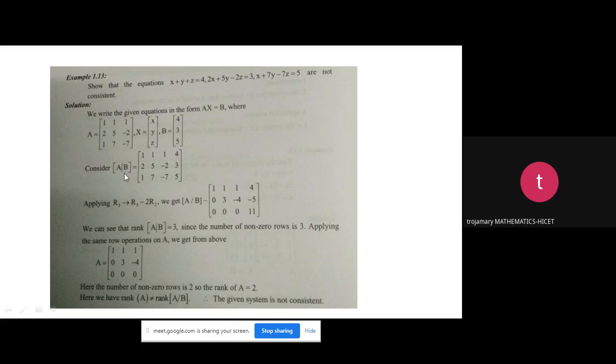Now consider the augmented matrix. Now apply the row operations, right? So try to bring the matrix into echelon form. Okay. So we can see that the rank of A by B, non-zero rows, is 3. So applying the same row operations on A, we get the rank of the matrix is 2, right? So the system is not consistent.